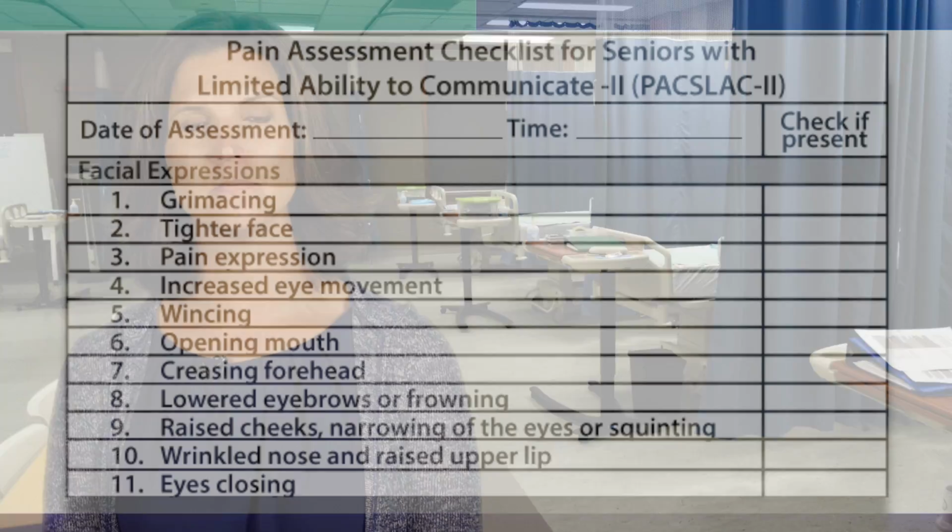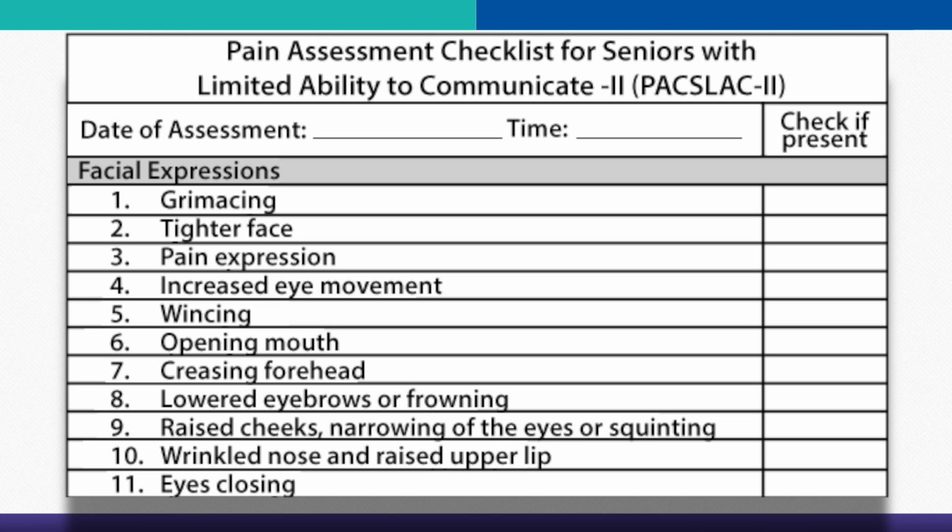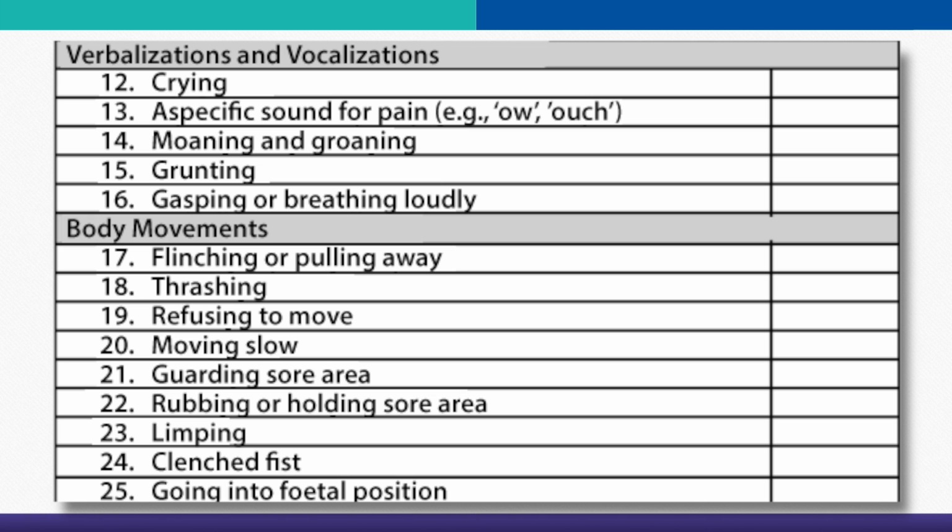The PACSLAC-2 can be used to screen for pain on admission, during regular audits or reviews, or any time a change in behavior is reported that might be related to pain. The tool can also be used to determine if pain treatment goals have been achieved. Compared to other behavioral pain tools, the PACSLAC-2 has a longer list of behaviors that can be checked. The PACSLAC-2 appears to be more sensitive to detect pain than other tools.